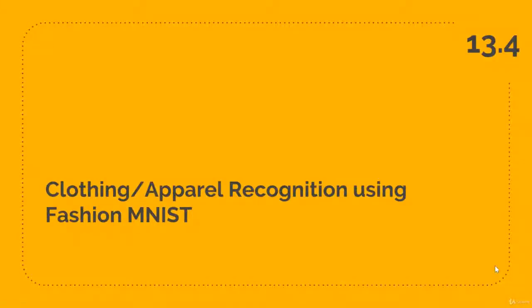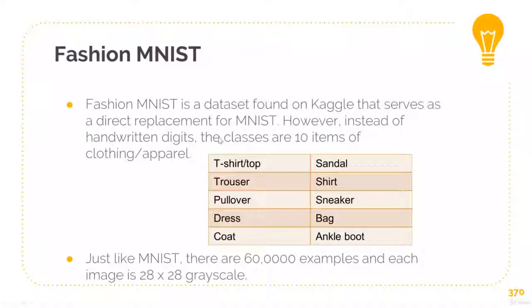Okay, hi, welcome to 13.4. We're going to create a clothing apparel recognition system using the Fashion MNIST dataset. So let's take a look at this dataset now. It has 10 categories: t-shirt, trousers, bags, ankle boots, whatever. Basically it's a direct copy of MNIST in terms of format: images are exactly the same size, 28 by 28 grayscale, with 60,000 training examples and 10,000 test examples. So it serves as a direct replacement for MNIST.